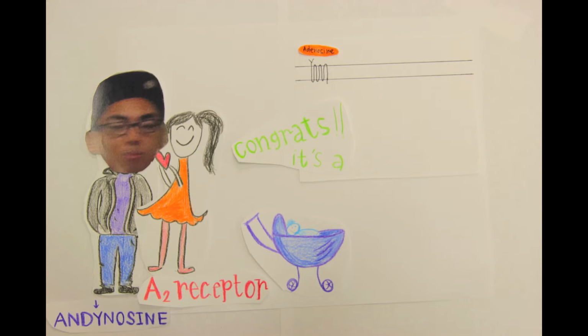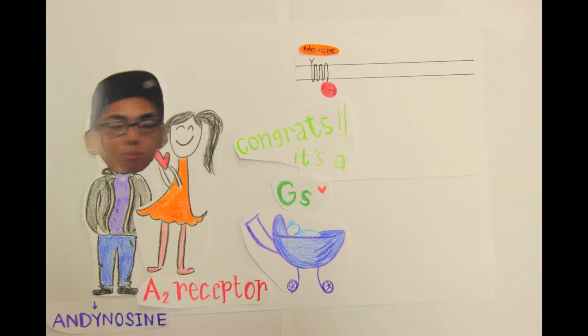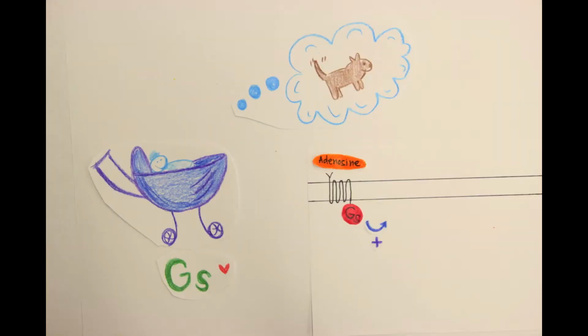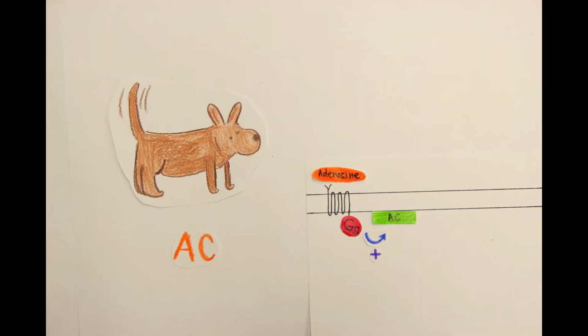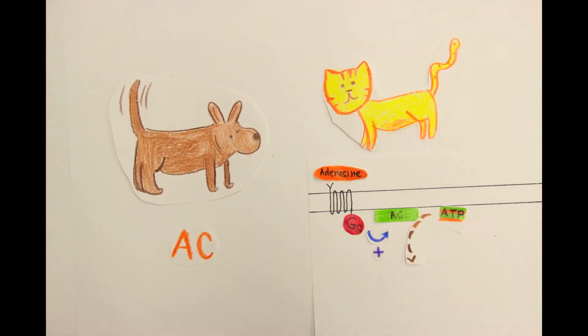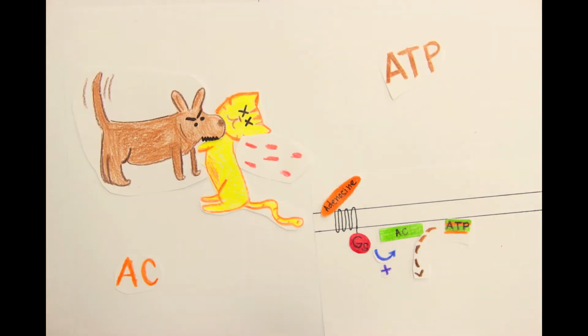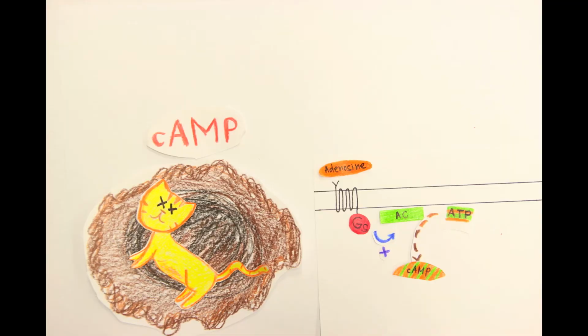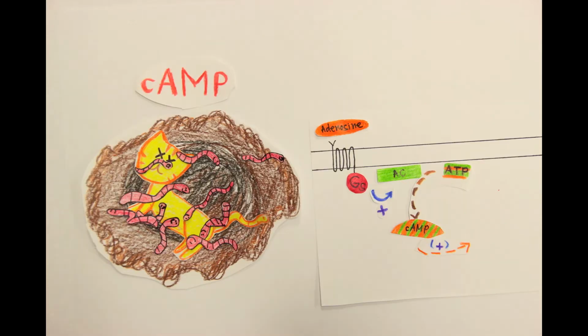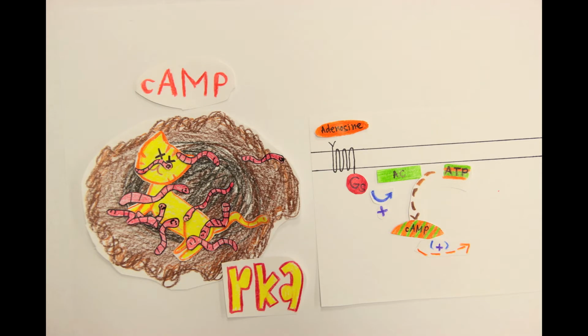The binding results in the activation of the GS protein transduction pathway. GS protein activates adenylyl cyclase. AC then takes ATP and converts it to cyclic AMP. Cyclic AMP then activates protein kinase A.